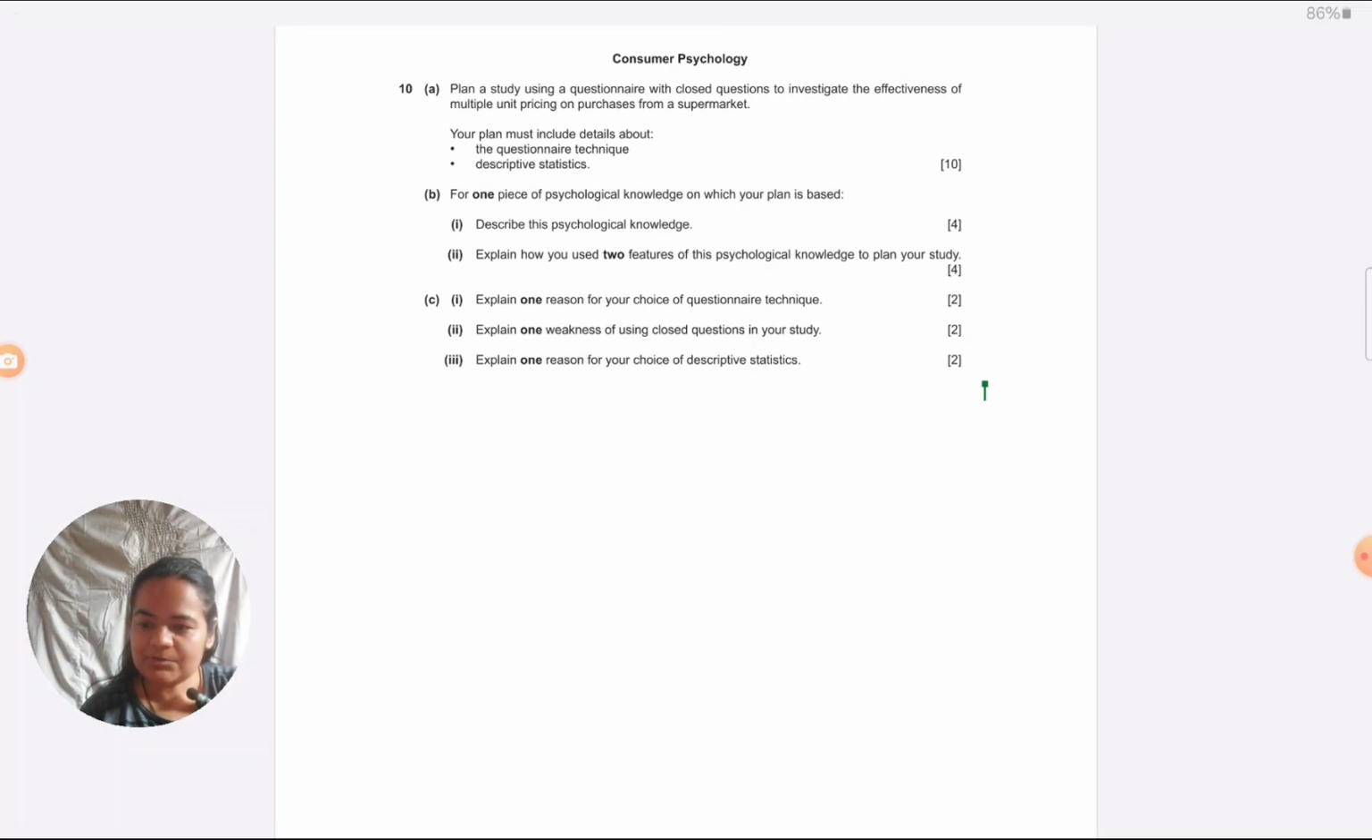So they'd asked us to design a questionnaire with closed questions to investigate the effectiveness of multiple unit pricing on purchases from a supermarket. And the plan must have questionnaire technique details, anyways, we have to include it, and descriptive statistics. Again, anyways, we have to include that. Okay. So we know that totally the question is worth 24 marks.